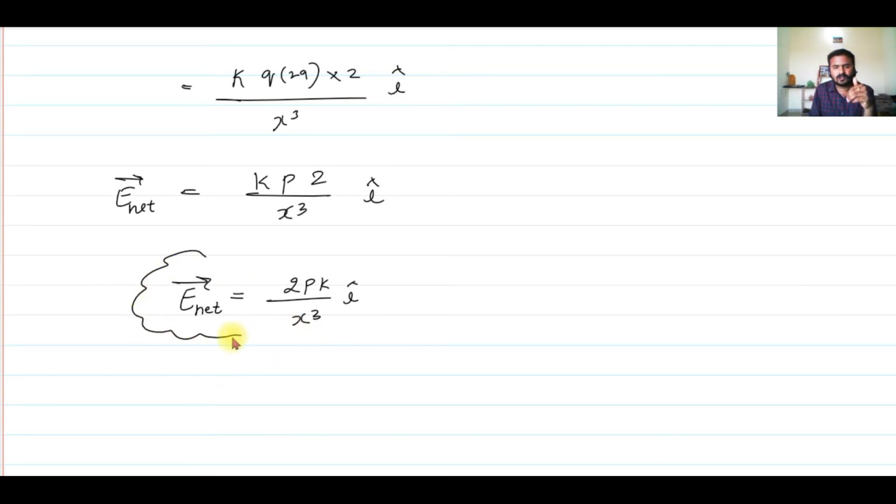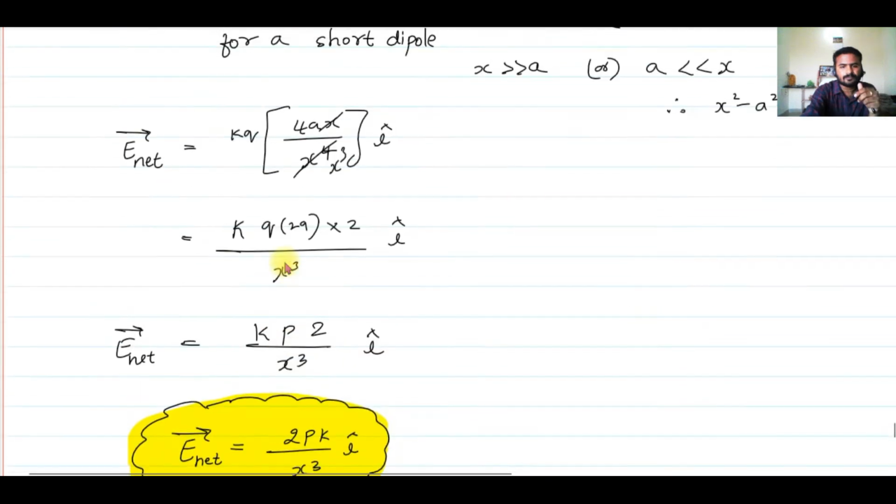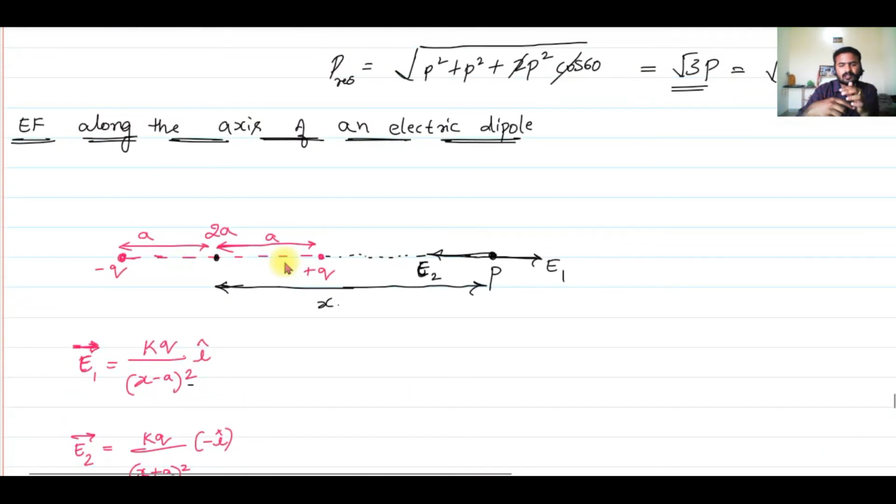Okay, the electrical field along the axial line is 2pk divided by x cube. That has turned out to be in the positive x direction according to this diagram. According to this diagram, we can say that the electrical field at point P is along the positive x direction. Don't you see that is also the direction of dipole moment? Dipole moment is from minus q to plus q. That is also in the same direction of positive x.